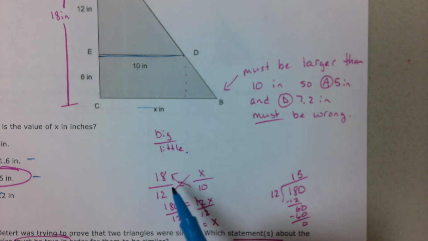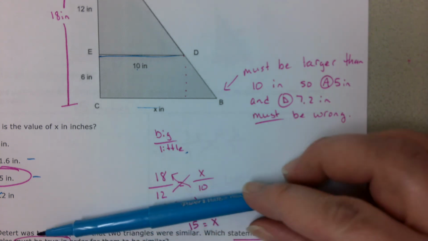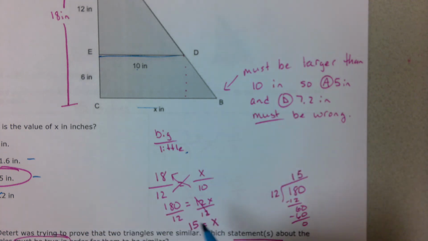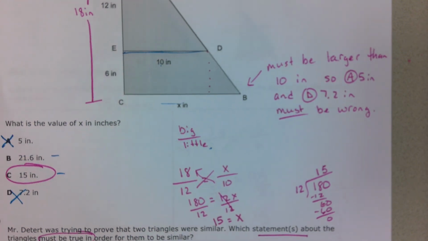Then I cross multiplied. 18 times 10 is 180. 12 times x is 12x. So at this point, we're just here. 180 equals 12x. And then to solve for x, I need to divide by 12 on both sides. 12 divided by 12 is 1. I bring down my x. 180 divided by 12, I've done right here, is 15. So the value of x is 15 inches.